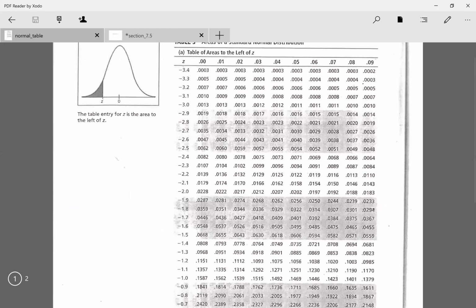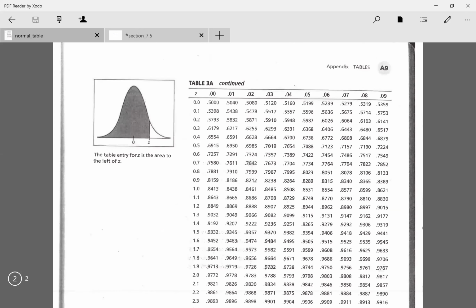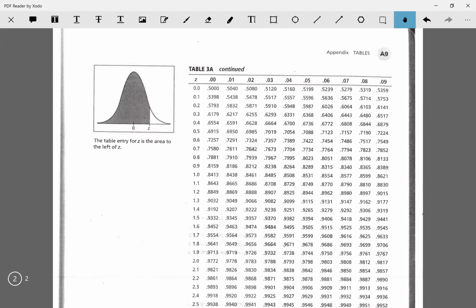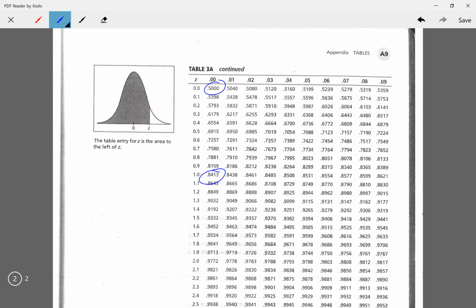So if I go to my table and I look up the number 0, I get 0.5. And if I look up the number 1, I get 0.8413. So those are the two probabilities that I'm going to subtract.